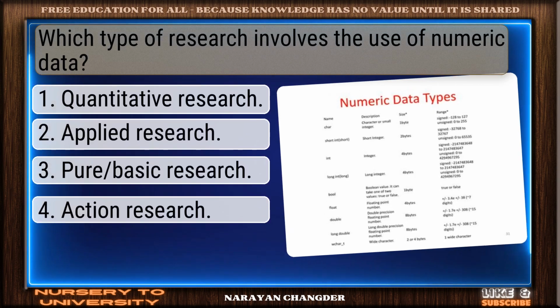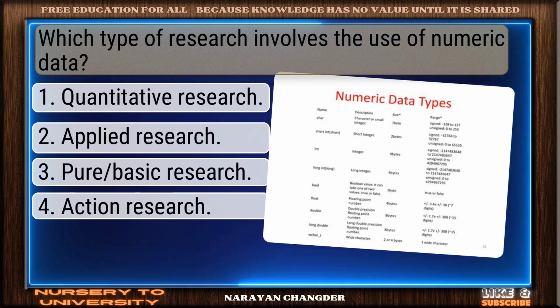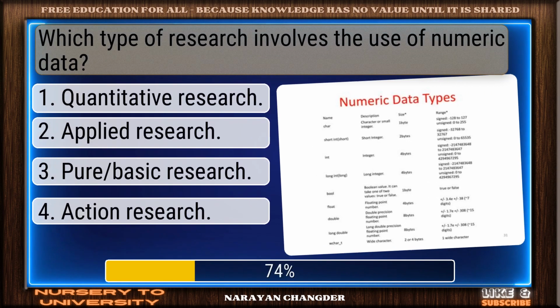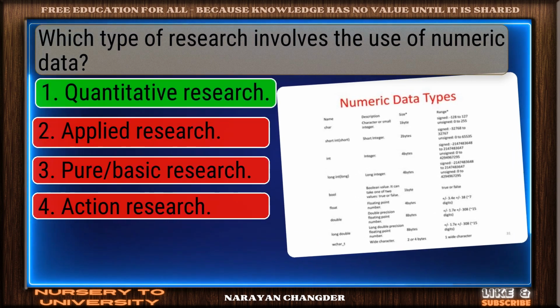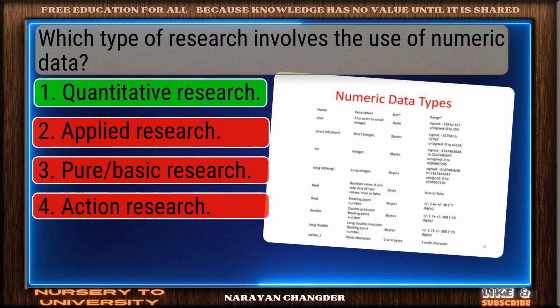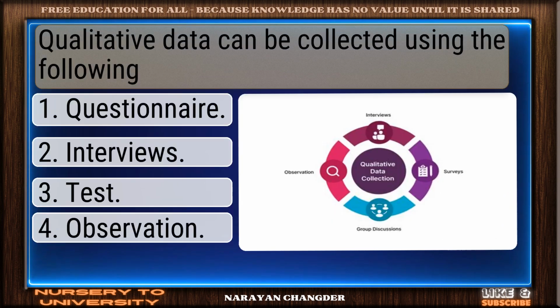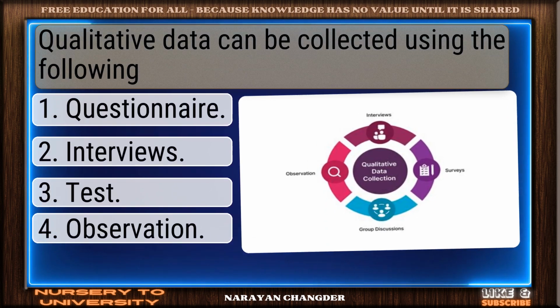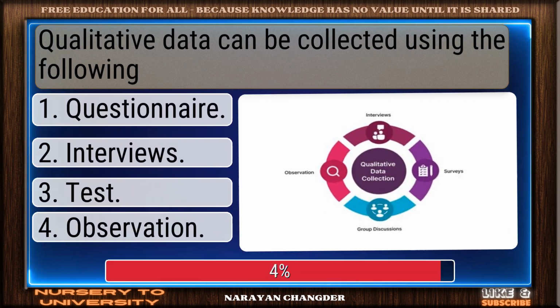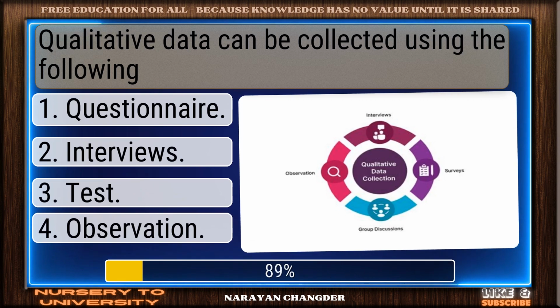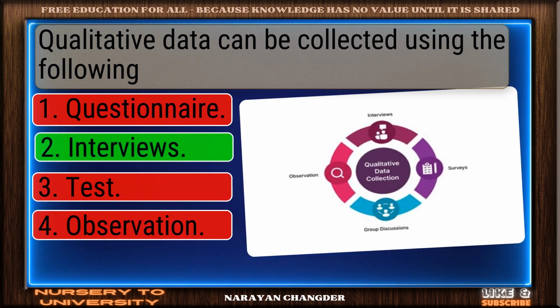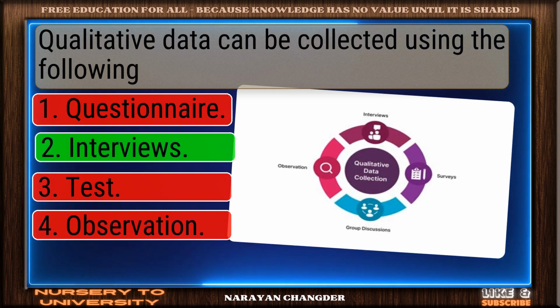Which type of research involves the use of numeric data? Perfect. Quantitative research is the correct choice. Qualitative data can be collected using the following. Well done. Interviews is the right choice.